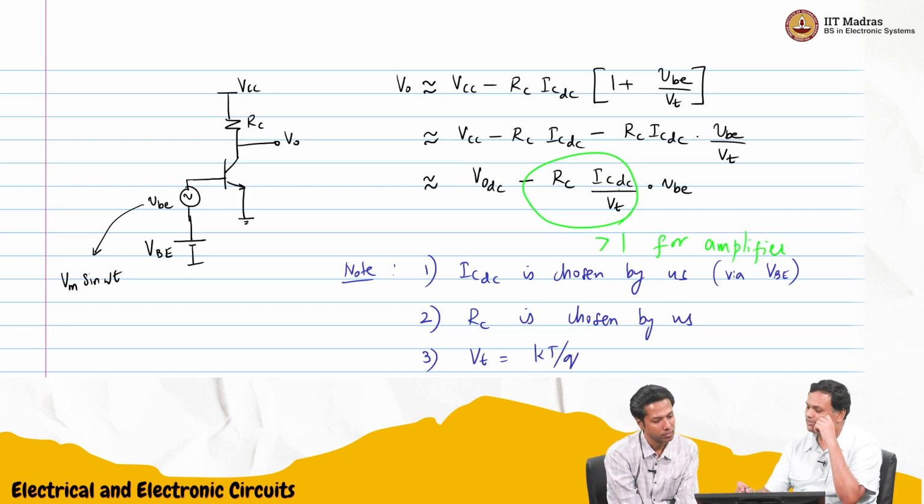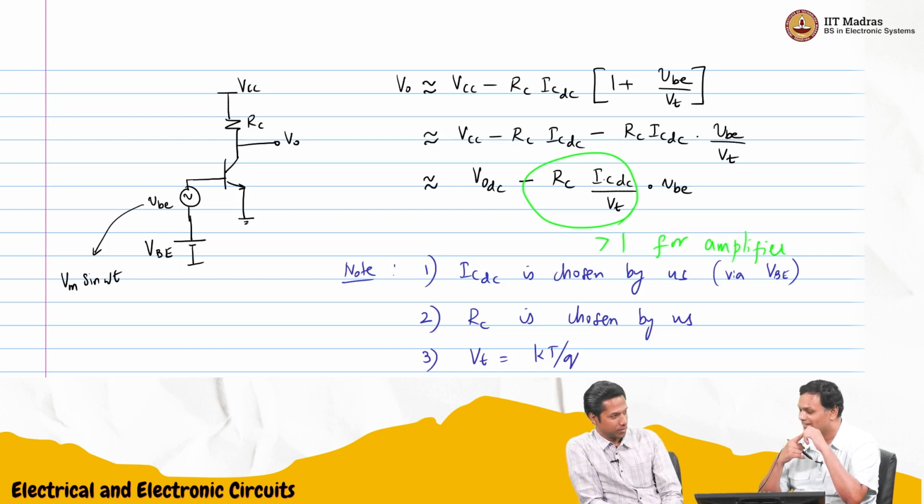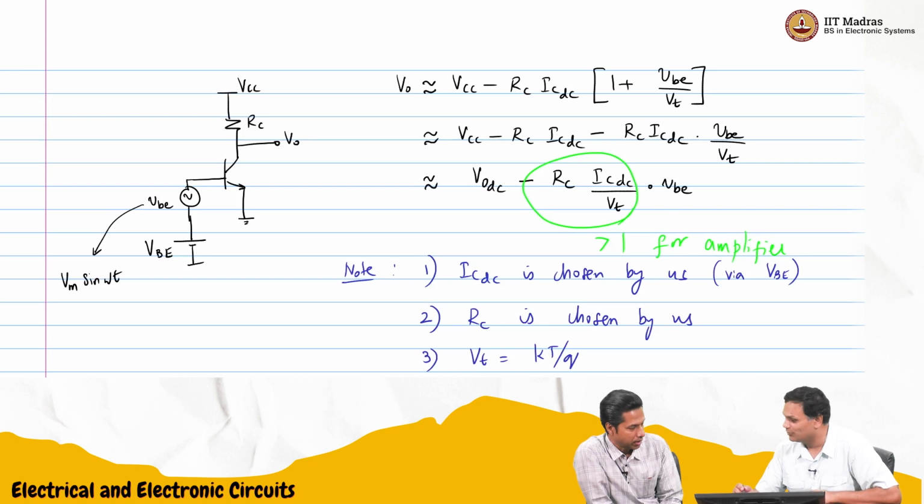See, V by I is resistance, so I by V seems to have conductance. We saw conductance in one of the classes. Except, see, we are giving VBE at the input, the base emitter voltage, which is a voltage. And this is making some current flow because that is getting multiplied by RC. We saw this: it is RC times VBE by VT times ICDC.